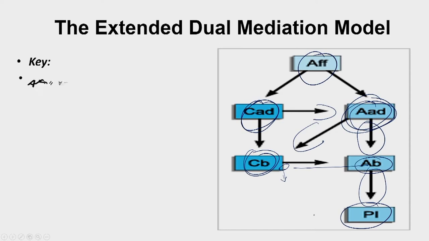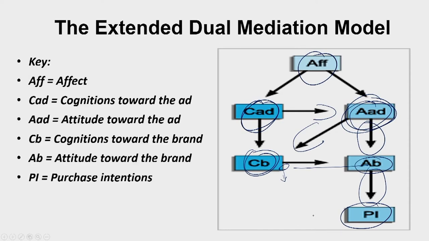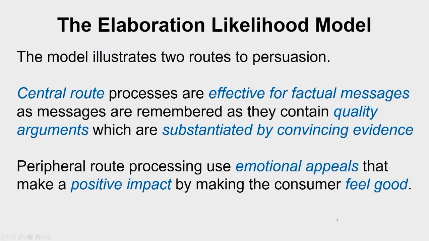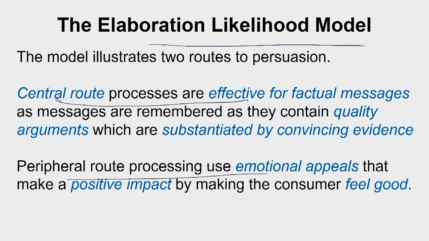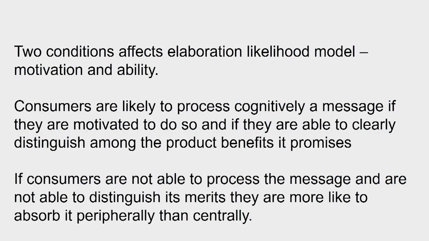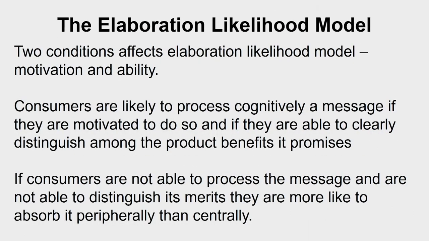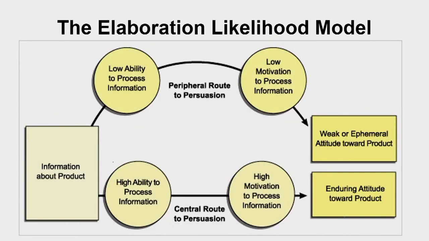If you remember from the last class, there is a way to define this, and we discussed this. The last model that we discussed was the elaboration likelihood model, which has two processes, the central route and the peripheral route. The central route is used for factual messages, and the peripheral route is used for emotional messages. We also looked at various conditions, for example motivation and ability, and how they influence message perception and behavior of the consumer in the marketplace. These are the things that we did in the last class.